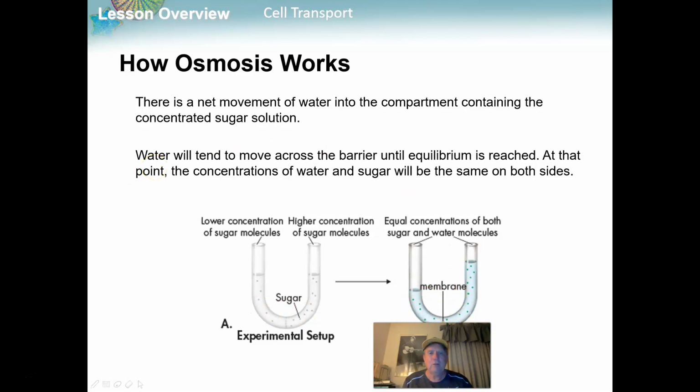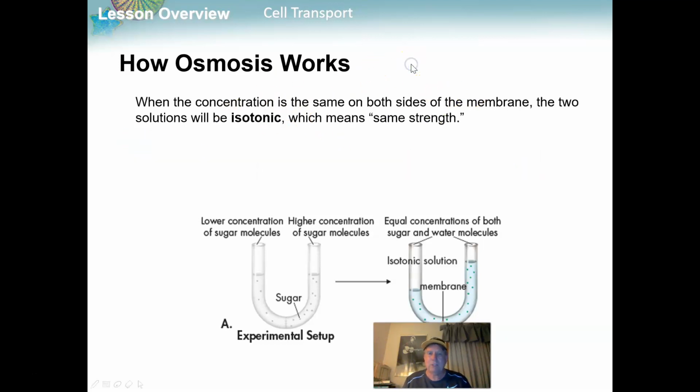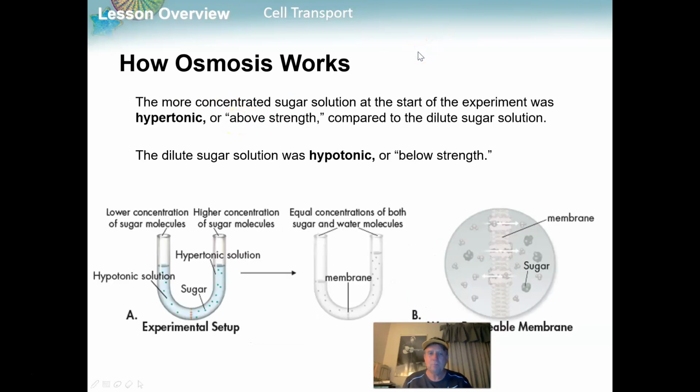So water will tend to move across the barrier until equilibrium is reached. So we have the same amount of sugar solution on both sides. At that point, the concentration of water and sugar will be the same on both sides. When the concentration is the same on both sides of the membrane, these two solutions will be isotonic. The iso prefix means equal, which means the same strength.